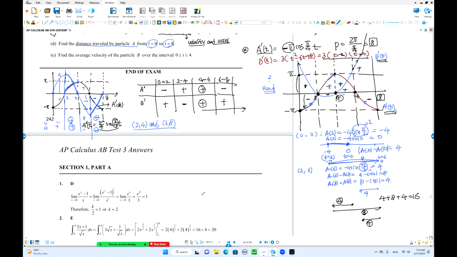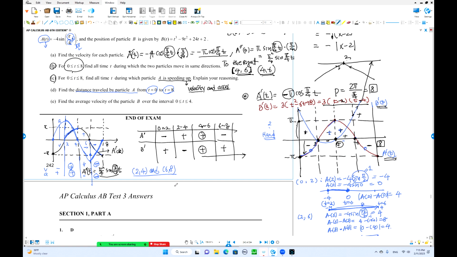All right. So find the average velocity of particle B. This time, the average velocity, average value, same thing. Average value of what? Velocity. Where is particle B? We need particle B over here. That is the velocity, right? So number E, I'm going to write down over here.